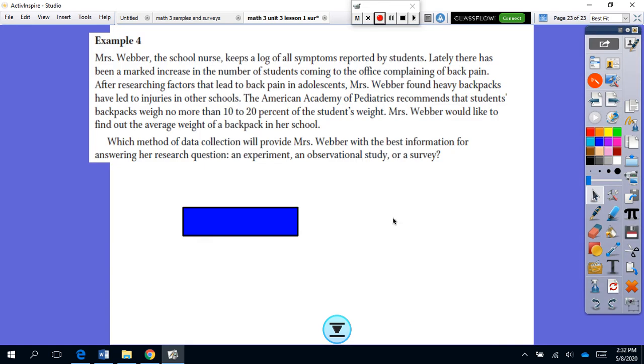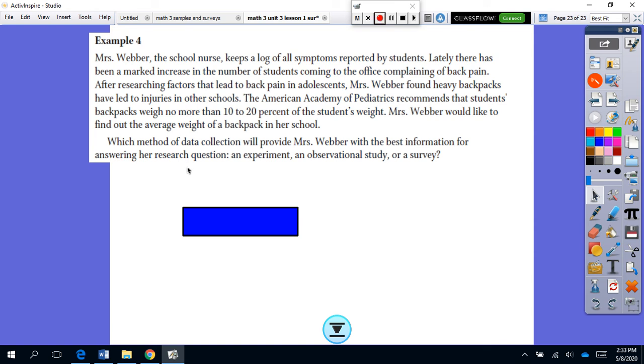And then we've got our last one, and we've got the school nurse, and she wants to know the average weight of backpacks. Lately, there has been a marked increase in the number of students coming to the office complaining of back pain. After researching factors that lead to back pain, she found heavy backpacks have led to injuries. The American Academy of Pediatrics recommends that students' backpacks weigh no more than 10 to 20% of their weight. She'd like to know the average weight.